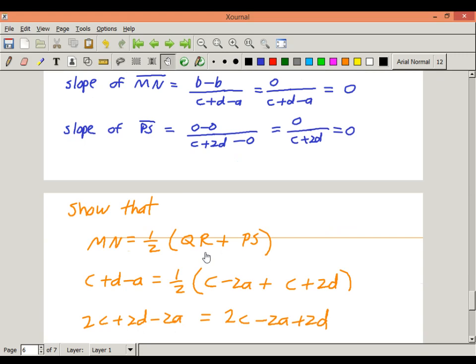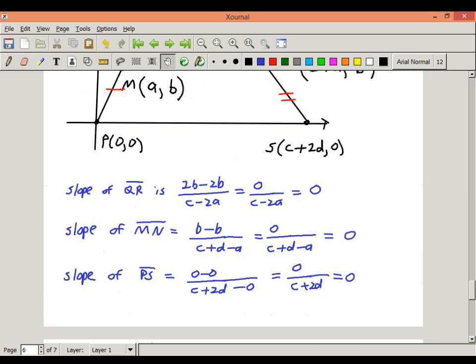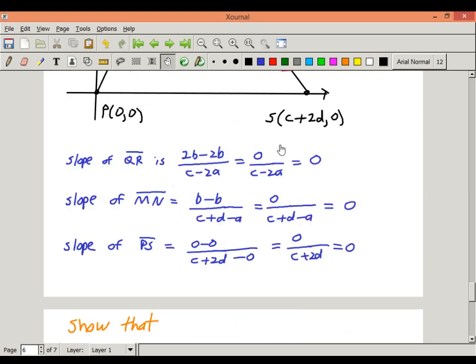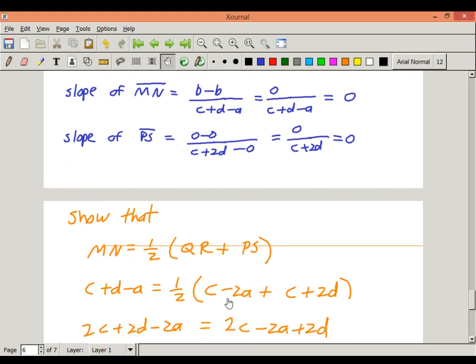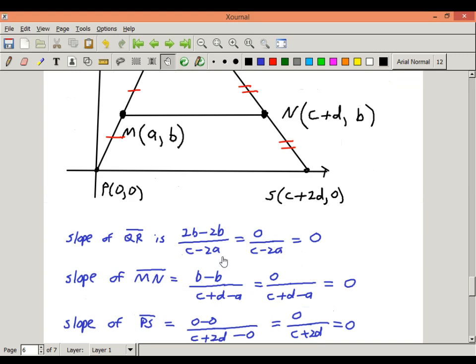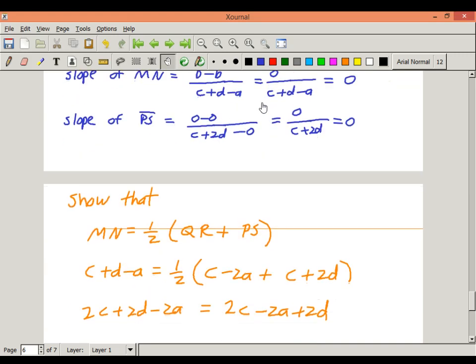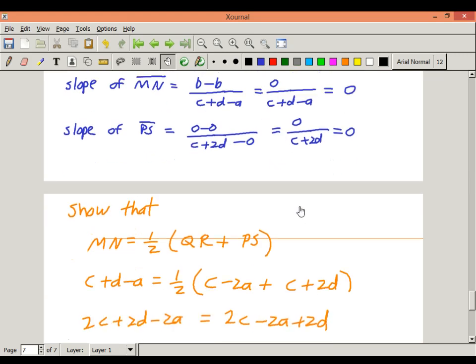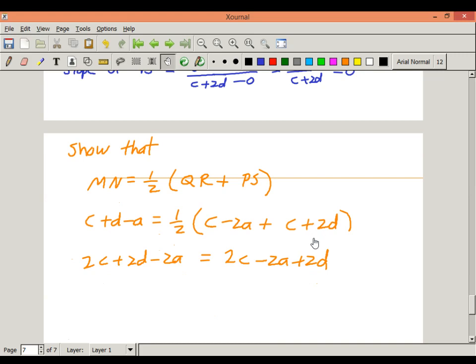Now I'm going to get the length of segment QR. Just subtract the x's, so c minus 2a. C minus 2a, that's where that came from. And then the other base of the trapezoid is c plus 2d. Where does that come from? That's going to be PS. Okay, so that's the bottom base. So again, subtract those x's. So c plus 2d minus 0 is c plus 2d.